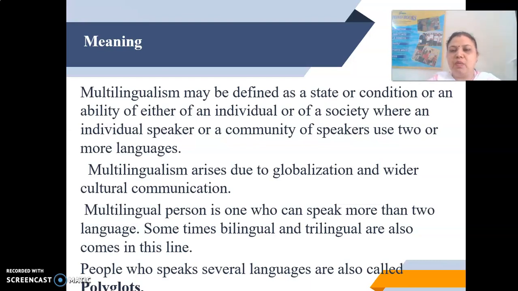A multilingual person is one who can speak more than two languages. Sometimes bilingual and trilingual also come in this line. And the people who speak several languages, we call them polyglots.